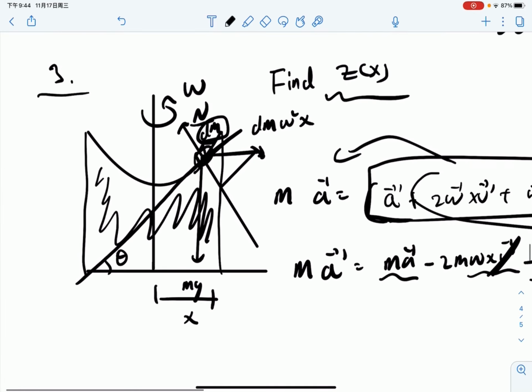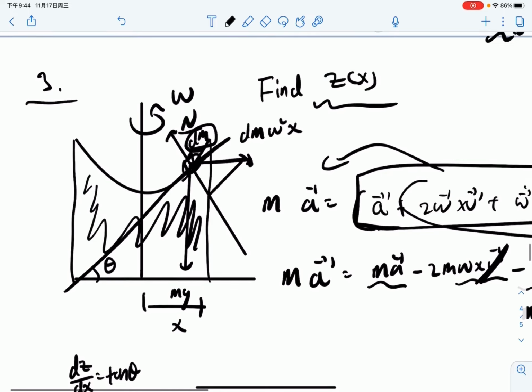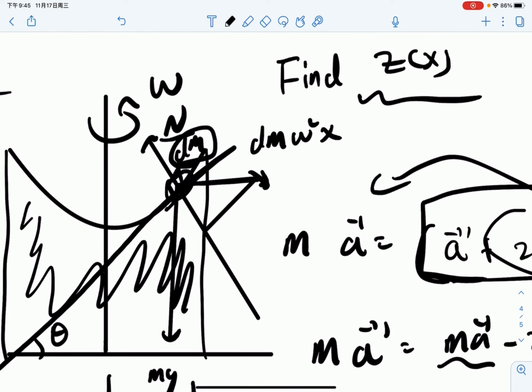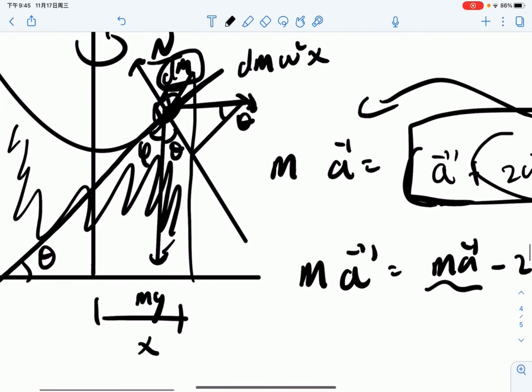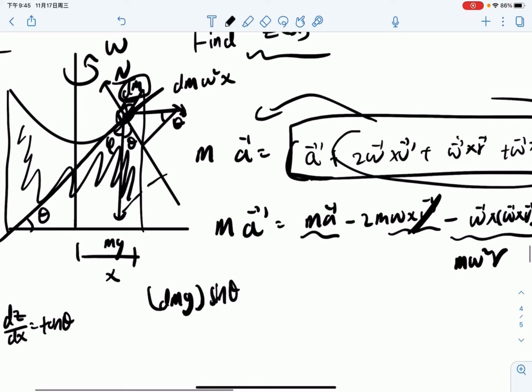And we know that dz/dx is going to be equal to tangent theta. And for this angle, this is phi. So this is theta, and this is theta. So dm g times sine theta is going to be equal to dm w square x times cosine theta.